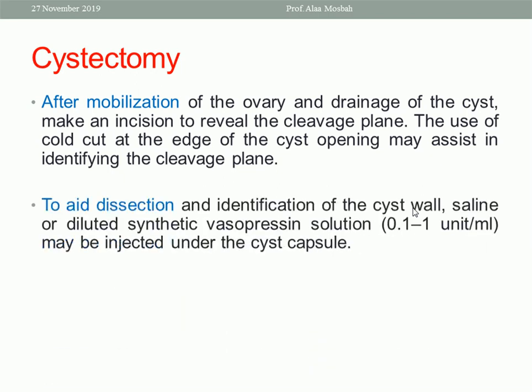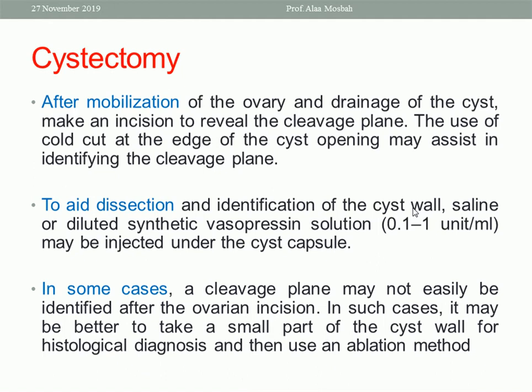To aid dissection and the identification of the cyst wall, saline or diluted synthetic vasopressin solution, 0.1 up to 1 unit per milliliter, may be injected under the cyst capsule. This helps you to identify the plane of cleavage. Also, either saline alone or saline with vasopressin, because it will cause vasoconstriction of the vessels and prevent bleeding.